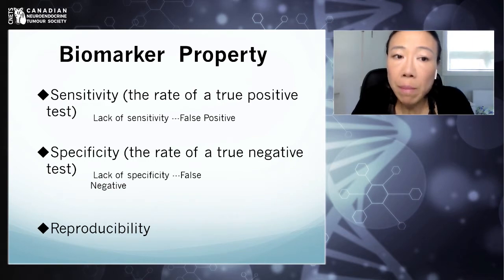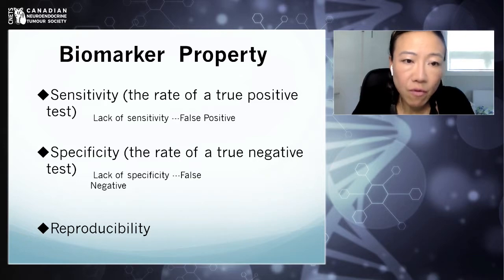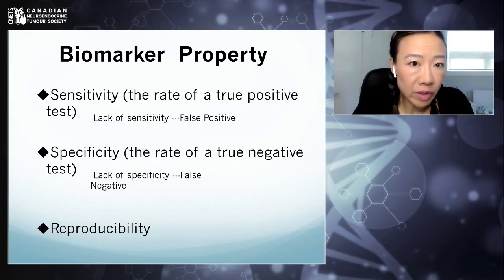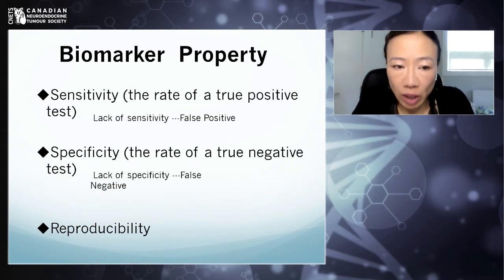Sometimes when we're choosing the optimal cut point for a biomarker, we have to trade off between sensitivity and specificity. For example, if we want to design a diagnostic biomarker for a lethal disease, we do not want to miss anybody, so we really want to have a high sensitivity. In that situation, we may have to trade off a bit on specificity. Reproducibility means that we want to minimize the variation between different observers for that biomarker, such as among different pathologists or among different radiologists.